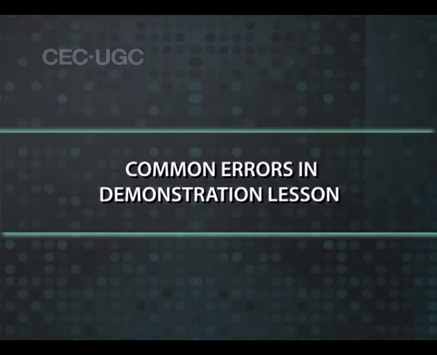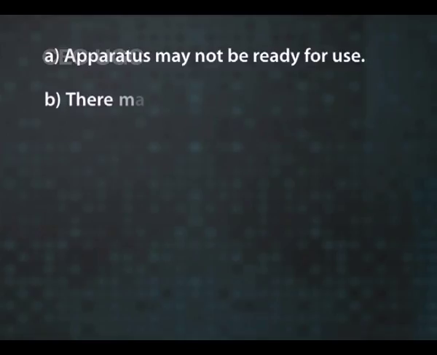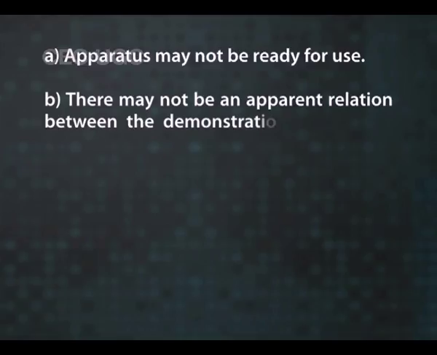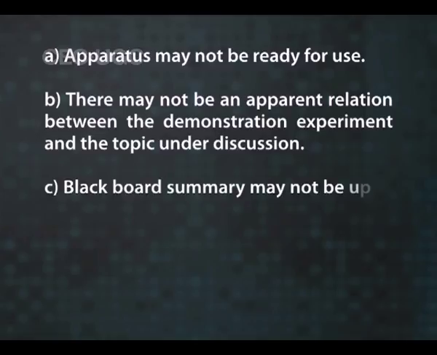Common errors in demonstration lesson. A summary of the common errors committed while delivering a demonstration are: apparatus may not be ready for use. There may not be an apparent relation between the demonstration experiment and the topic under discussion. Blackboard summary may not be up to the mark.